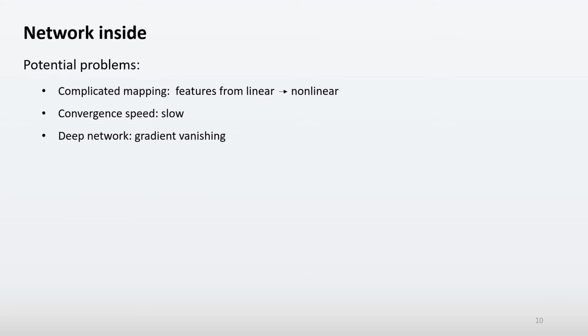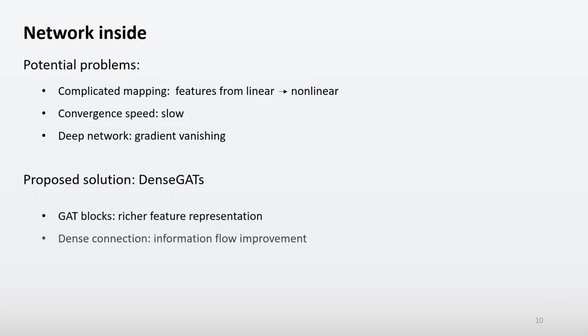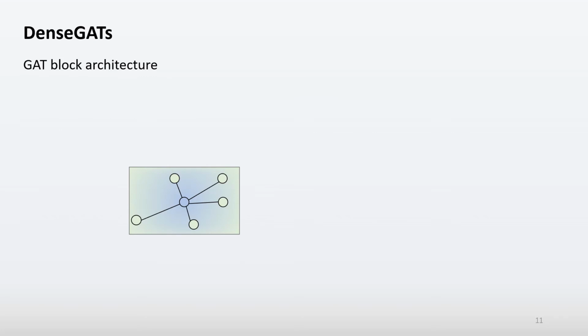Regarding the challenges above, our proposed network DenseGATs has 2 main technical contributions: GAT blocks and their dense connection pattern. Let's first take a look at the GAT block architecture. To deal with arbitrarily structured mesh graph data, our method uses GAT blocks for effectively learning mesh features.